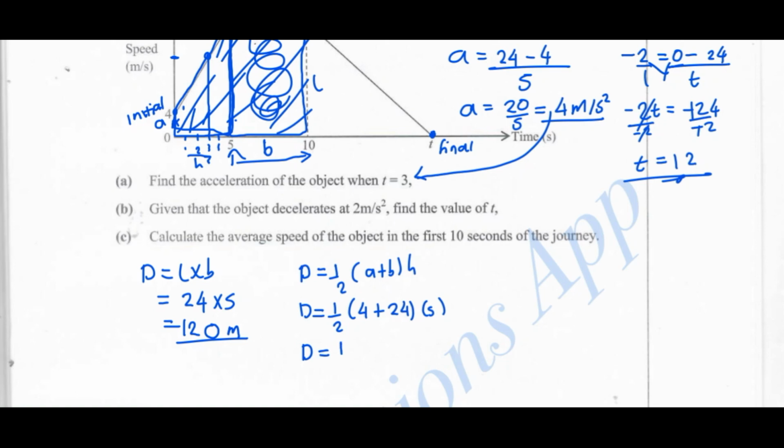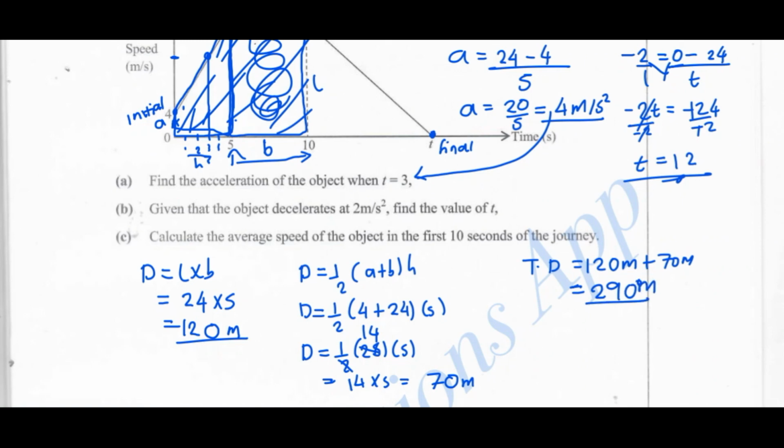So here we have 28 times 5, over 2. 2 here is 1, 2 here is 14. So what is 14 times 5? 5 times 4 is 20, we keep the 2. So we have 70 meters. Then the total distance will be 120 plus 70, which is 190.